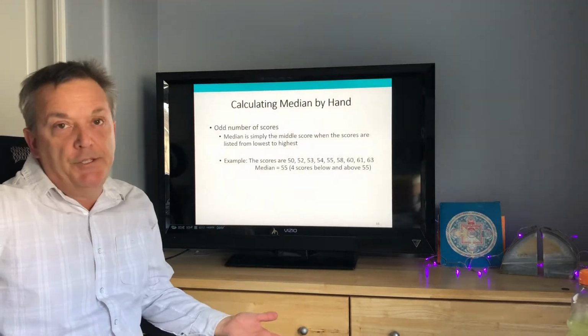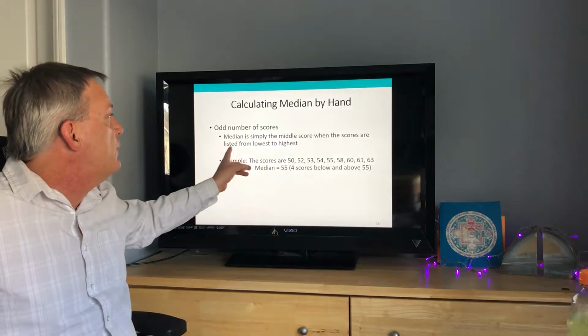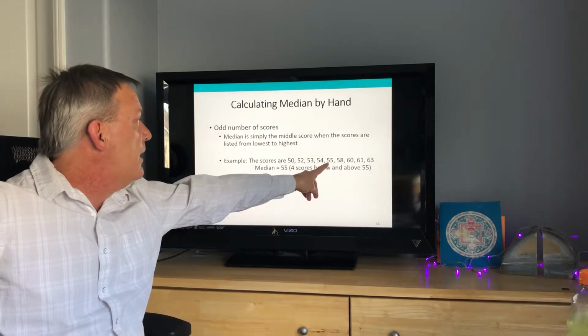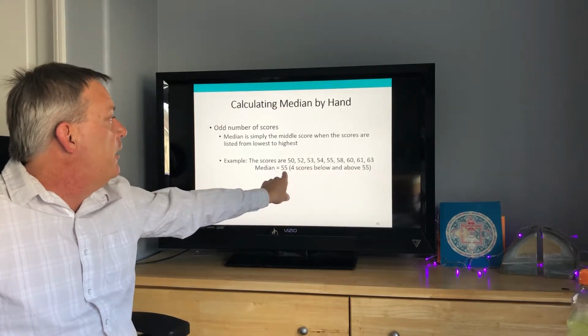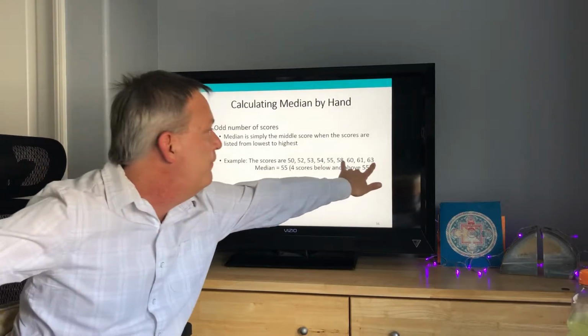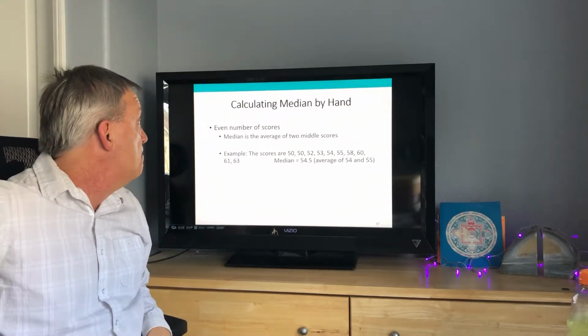And then, of course, calculating the median by hand is quite simple, especially when you have an odd number of scores. The median is simply the middle score when the scores are listed from lowest to highest, for example. And here, as you can see, the median is 55, as you have 4 scores here, 4 scores here, and in the 9 scores, 55 is in the middle.